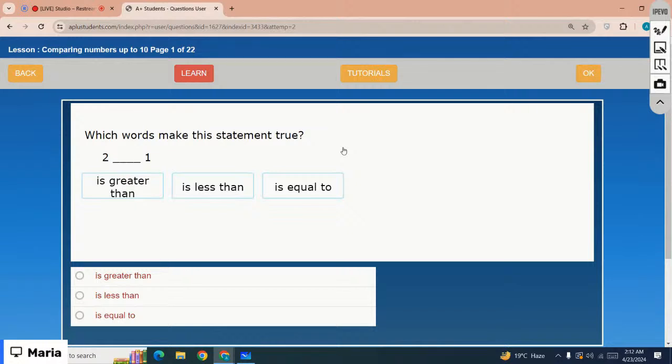When you count, 2 comes after 1, isn't it? That means 2 is less than 1. Sorry, 2 is greater than 1 because when you count, 2 comes after 1, right? So 2 is greater than 1. The correct option is greater.